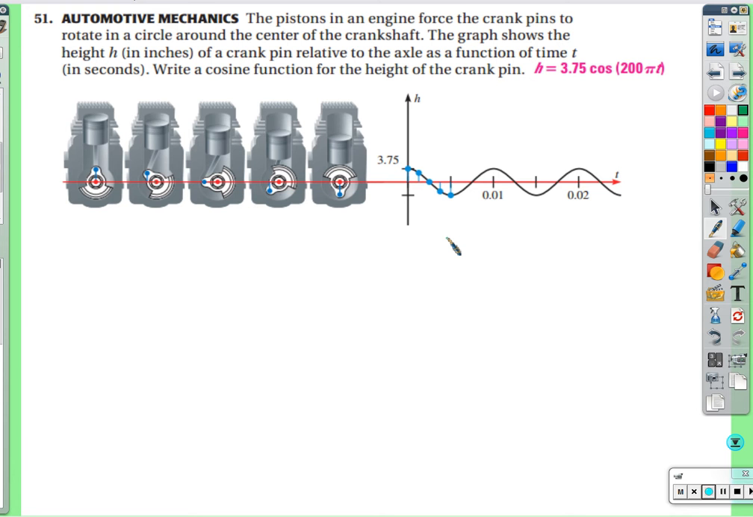And as it spins around and around and around, it'll be down here, and it'll move back up to being level with the axle, and then up here, and then down here. And so going around and around, over time we're seeing where it is vertically above or below the axle there. So we're supposed to write an equation.